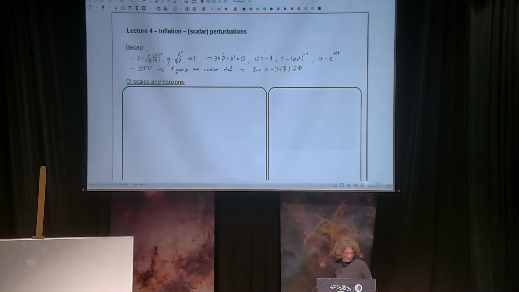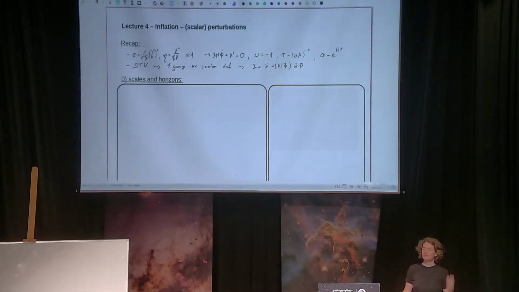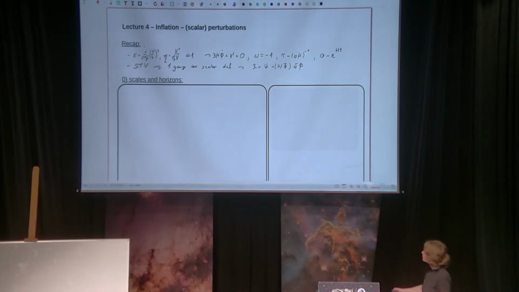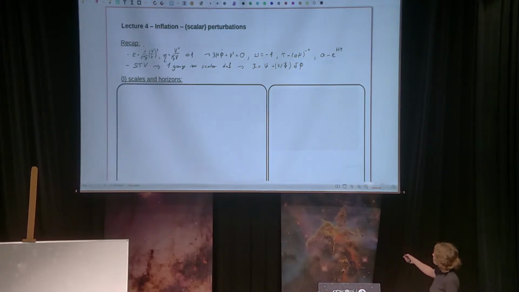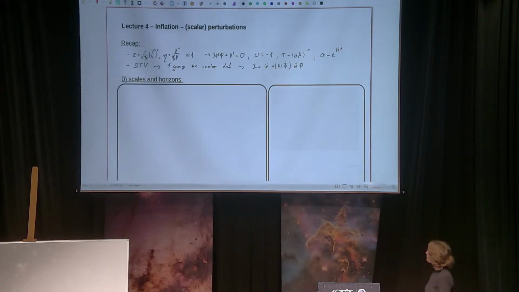Okay, so just briefly, where do we stand? So we talked about inflation yesterday, and we'll be continuing to talk about inflation today. Yesterday we talked about background evolution, in particular the evolution of the scalar field, which is governed by the slow roll equation of motion here. We talked about the slow roll conditions, that epsilon and eta should be much smaller than 1 so that we can work in this approximation where the Hubble parameter is constant, the equation of state is approximately -1, and the scale factor grows exponentially with time.